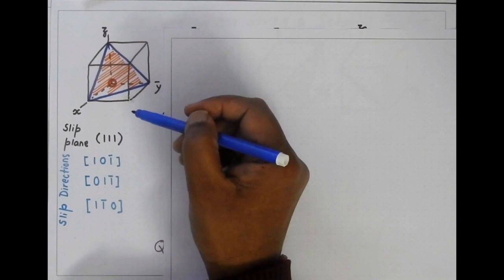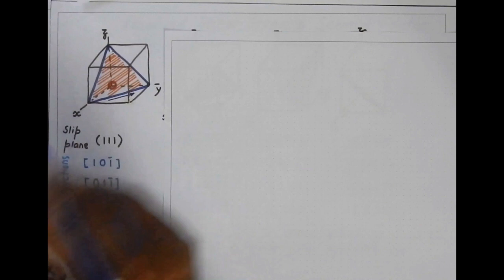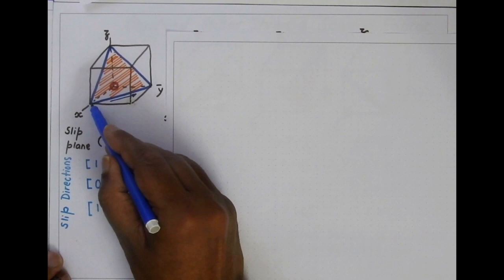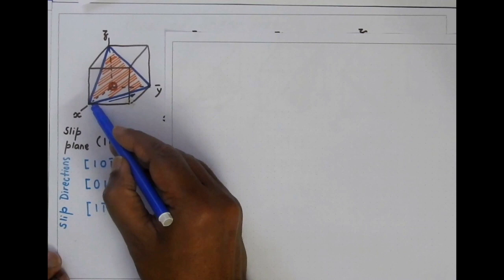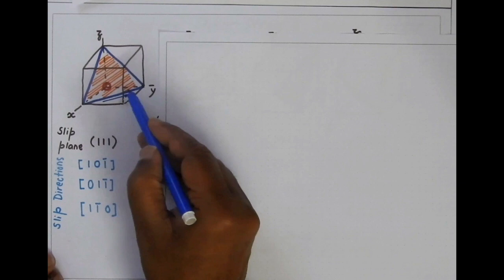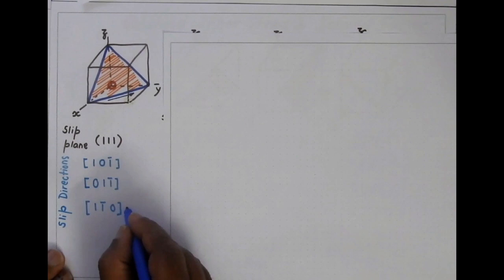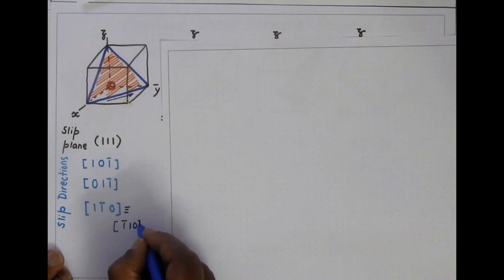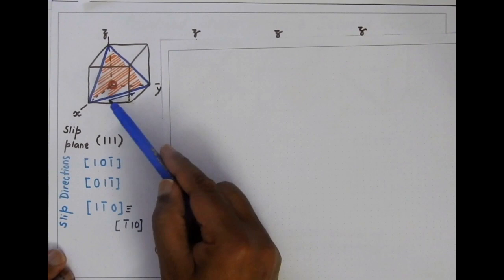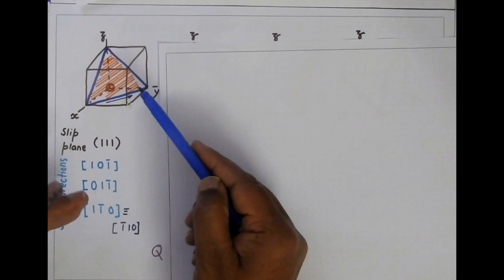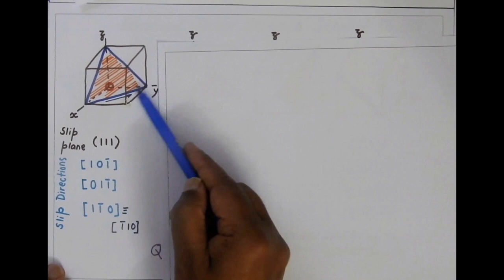So let us, for example, look at the direction in the basal plane here. If I go from this point to that point, I have to go one step in the negative direction in X and one step in the positive direction in Y. So this is [-110]. This is equivalent to the direction which I have shown here, [1-10]. If I had drawn the arrow the other way around, it would become [-110]. So either way, you can write [1-10] or [-110] representing this face diagonal of the bottom face of the cube.